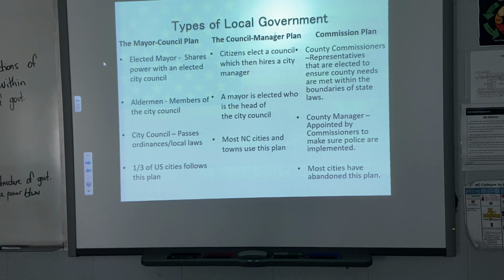Sometimes rural settings, such as Graham County, have a commission plan. County commissioners are representatives elected to ensure county needs are met within the boundaries of state laws. That's the kind of plan where we elect county commissioners or representatives to work on our behalf. So the one you should be most familiar with, as far as your setting is concerned, would be the commission plan. And remember, those other types of plans are more large scale.